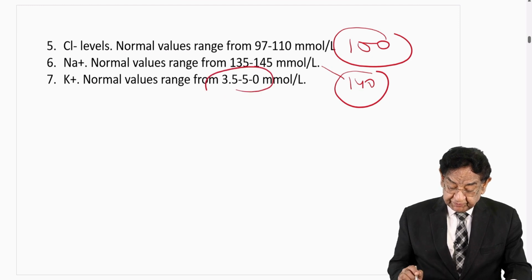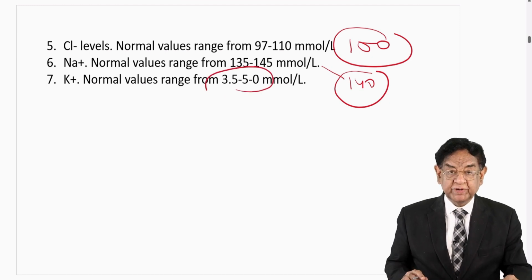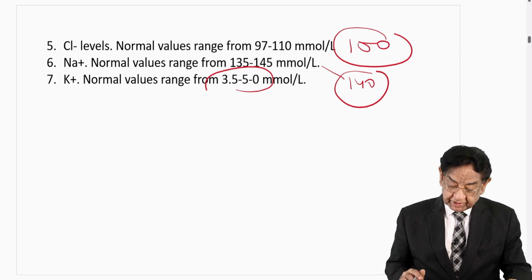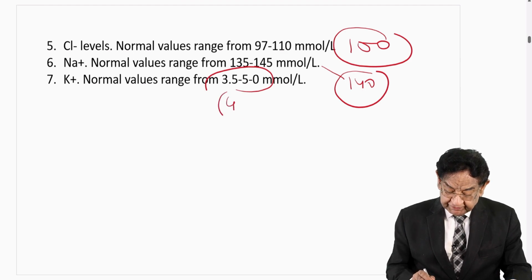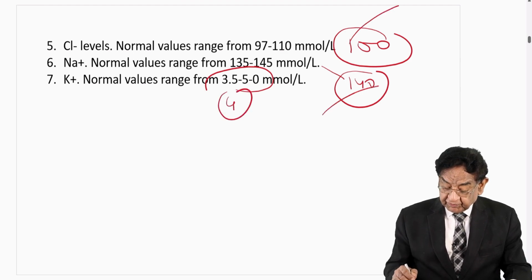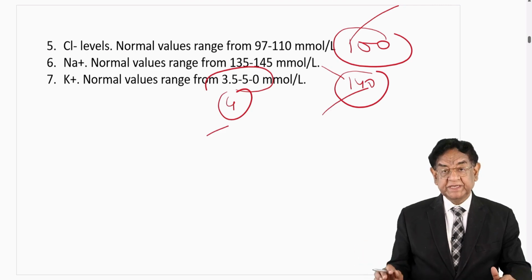Potassium is 3.5 to 5, a narrow range. So again, we can take 4 as an average. So 100, 140 and 4, easy to remember.